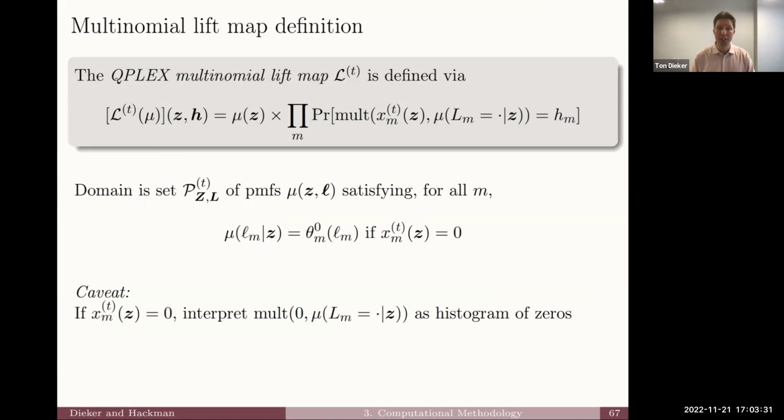Okay, here's the formal definition of this map L. That's the one that brings you from a compressed PMF up, which is the first step. Now, there's a lot on this slide, but the main thing is basically we generate these labels, IID, using this PMF mu. Mu is on Z and L, and not Z and H. Okay, so that's why the multinomial distribution appears. And I want to point out that the PZL is defined as the domain of this map.